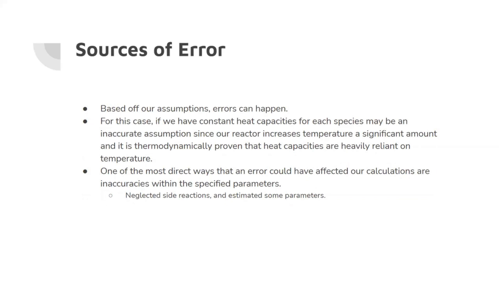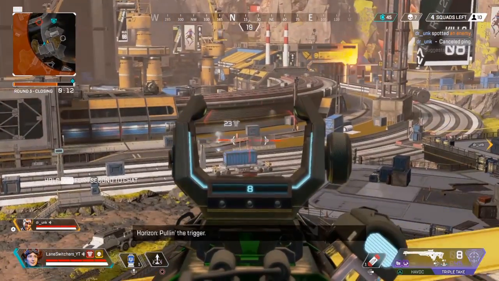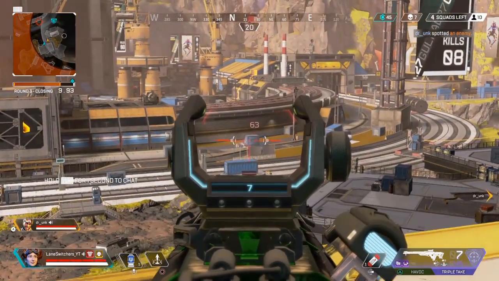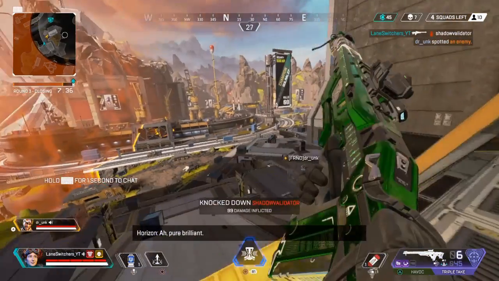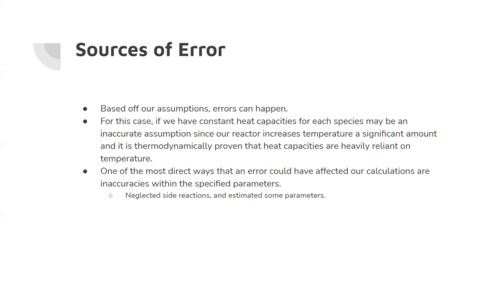All right, the sources of error that could affect our results. The assumption of constant heat capacities for each species may be inaccurate since our reactor increases in temperature to a significant amount, and it's thermodynamically proven that heat capacities are heavily reliant on temperature. One of the most direct ways that error could have affected our calculations are inaccuracies within the specified parameters. We neglected side reactions, which you will have to consider in industry, and we estimated some parameters that we couldn't find from research.